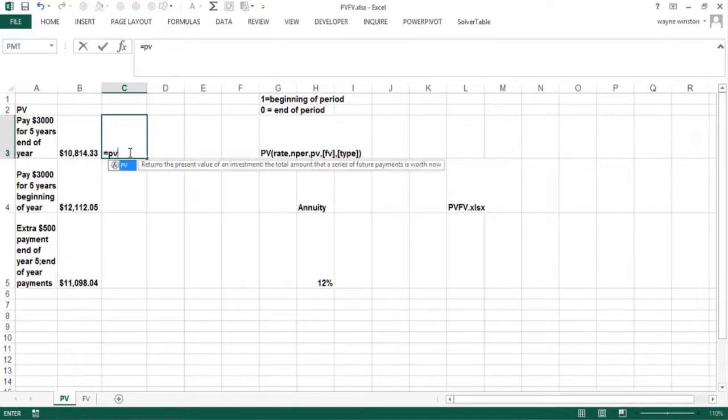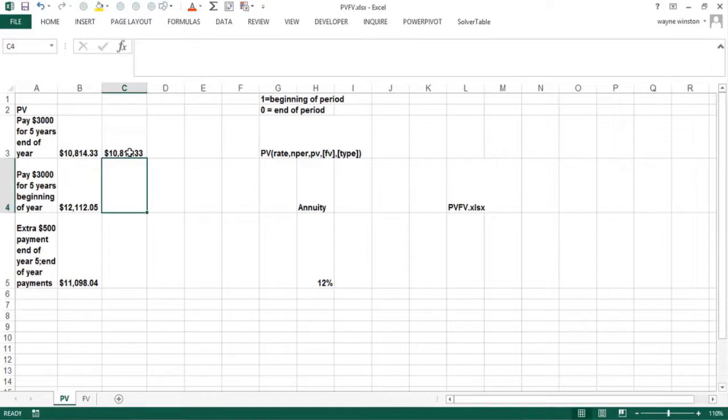So if I pay $3,000 a year for 5 years, what's the present value of those payments, discounting at 12%? It's 5 years. The payment I'm paying is minus $3,000. FV is 0 because there's no payment at the end. And I'm doing end of the period, so I put a 0 there. Excel will flip the sign. If I'm paying in $3,000 every year for 5 years, it gives the opposite sign, because that's equivalent to somebody giving me $10,800 at the beginning.